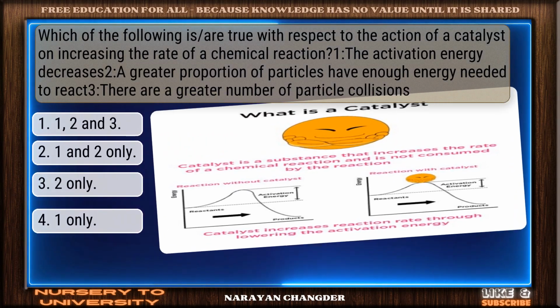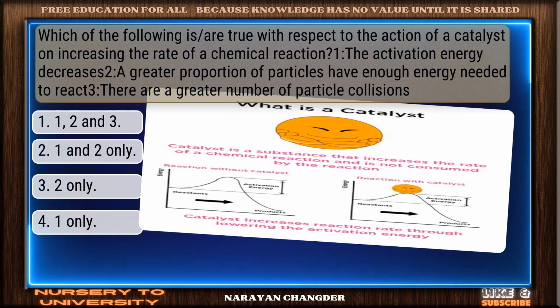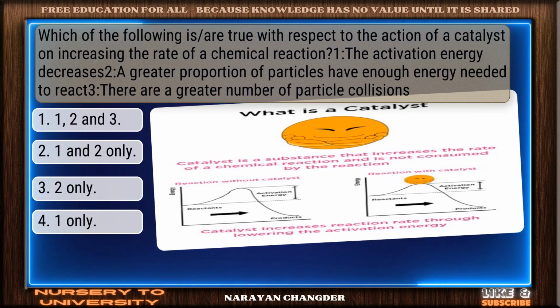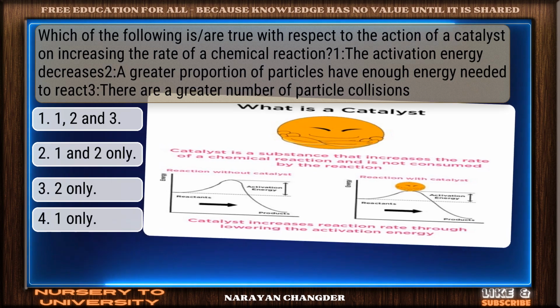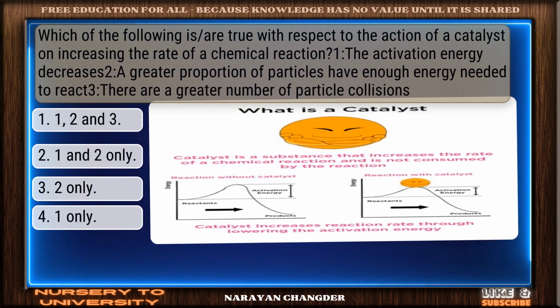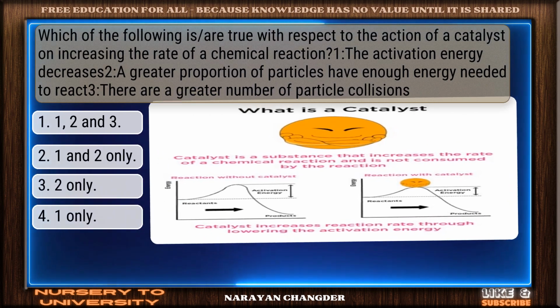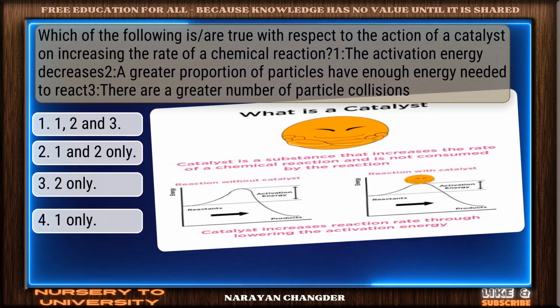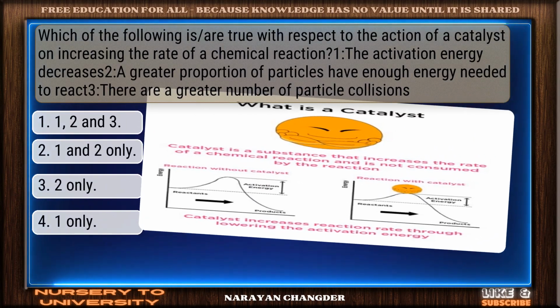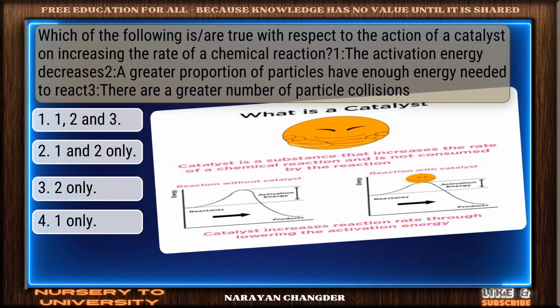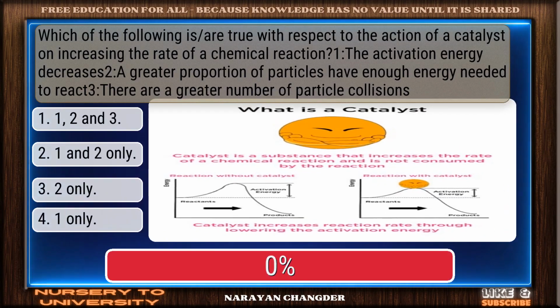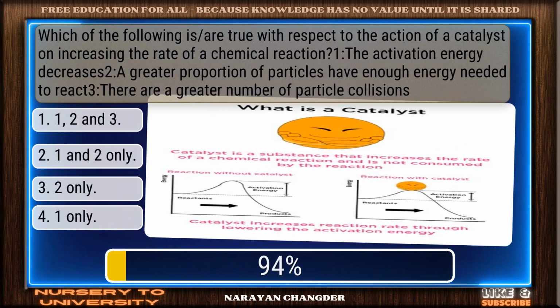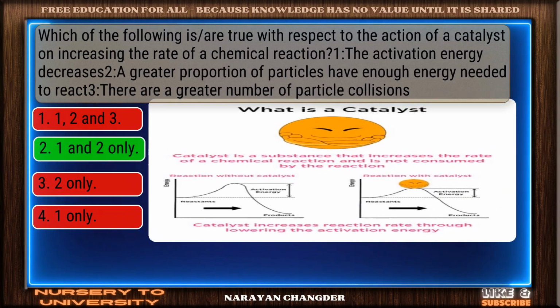Which of the following are true with respect to the action of a catalyst on increasing the rate of a chemical reaction? 1. The activation energy decreases. 2. A greater proportion of particles have enough energy needed to react. 3. There are a greater number of particle collisions. Option 1, 1, 2, and 3. Option 2, 1 and 2 only. Option 3, 2 only. Option 4, 1 only. Keep it up, 1 and 2 only.